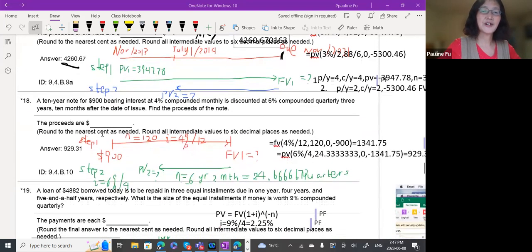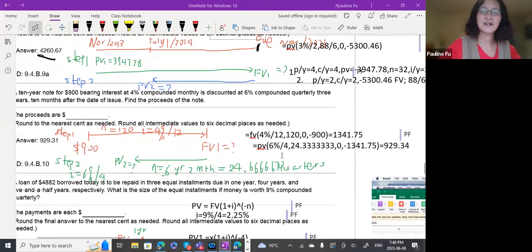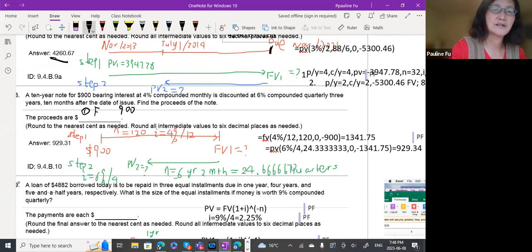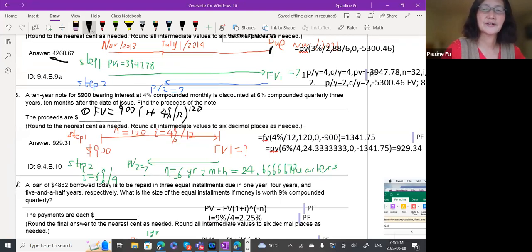Okay, we need to do 2 steps. Step 1, find the future value for 900 for 10 years. Future value FV equal to PV times 1 plus I. I is 4%, compounded monthly, divided by 12. And then 10 years has 120 months. Okay, this will give you this number. This is step 1. What is the future value after 10 years?